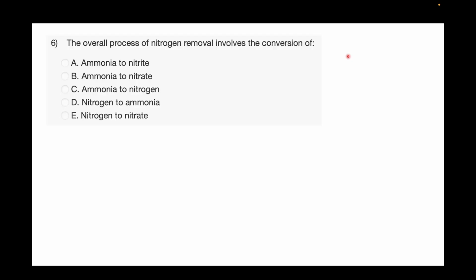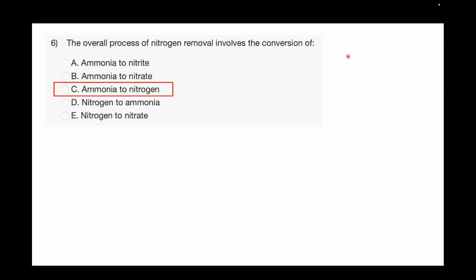Okay, I think it's enough time for this question. Question number 6. The overall process of nitrogen removal involves the conversion of dash. Let us check the chat box and comment section. Ashwini says C, Ankita and Tuhin also C. Tuhin has given an explanation also. Very nice. Generally, nitrate to nitrogen, then nitric oxide, and then N2O. So C is the correct answer. Ammonia to nitrogen conversion. Very well done. You guys have answered correctly.